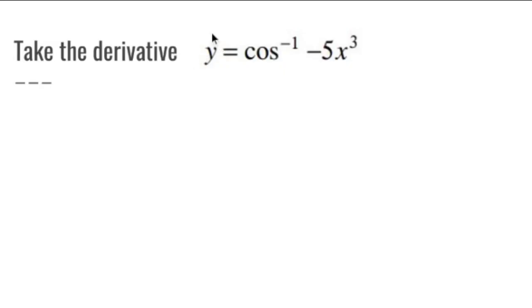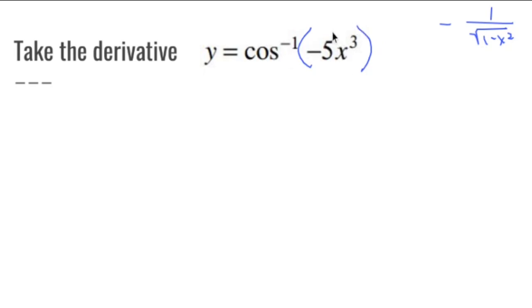Take the derivative of y equals the inverse cosine of negative 5x to the third. Well, that's inside stuff, so I'm going to put parentheses there. First things first, the derivative of an inverse cosine, I'm going to write it up here, is negative 1 over the square root of 1 minus x squared.